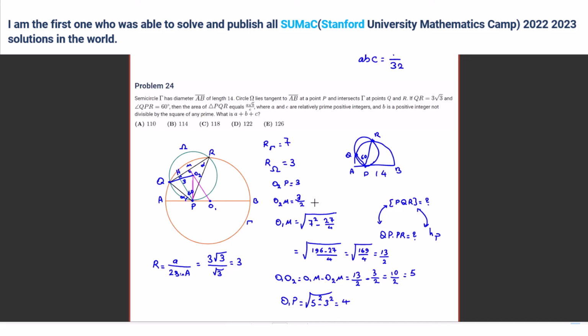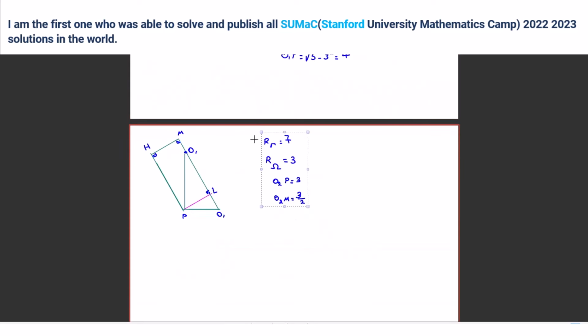Let's copy. O1M was what? Remember? 13 over 2. O1O2 is what? 5. So here we want to find O1L. Look, O1P is what? O1P is 4. Yes, O2P is 3, O1P is 4, O1O2 is 5, right? Yeah. So you know in this triangle, you know all side lengths, so you can find O1L easily. So try to find O1L.